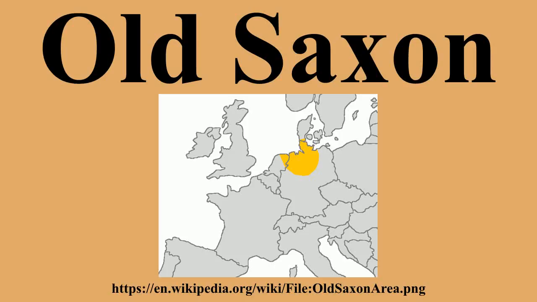Old Saxon, also known as Old Low German, is a Germanic language and the earliest recorded form of Low German. It belongs to the West Germanic branch and is most closely related to the Anglo-Frisian languages. It is documented from the 8th century until the 12th century, when it evolved into Middle Low German. It was spoken on the northwest coast of Germany and in the Netherlands by Saxon peoples.